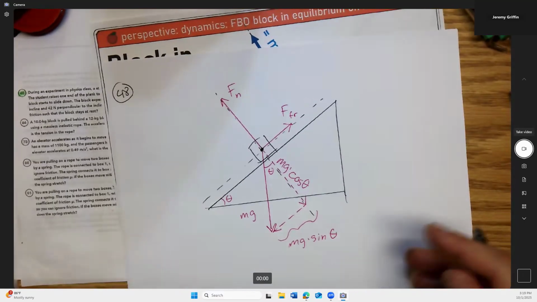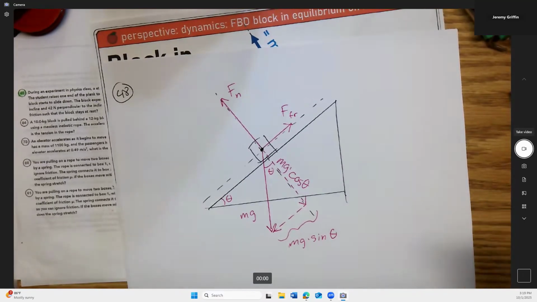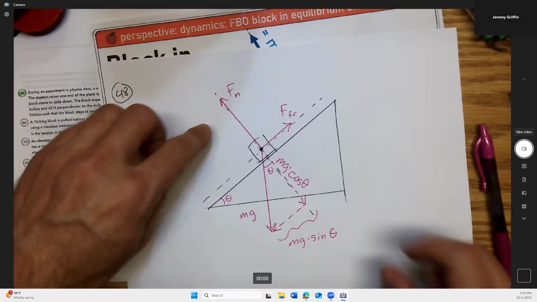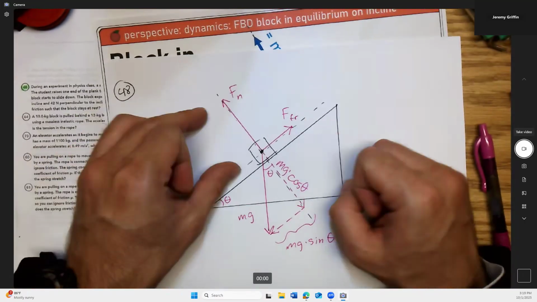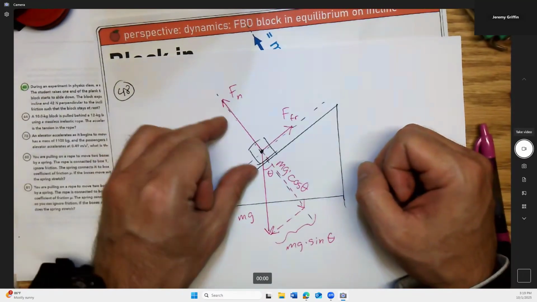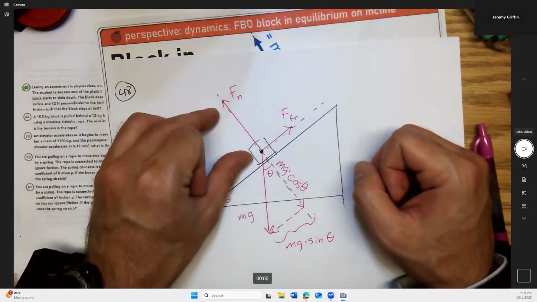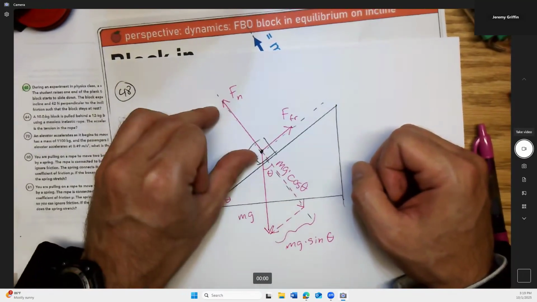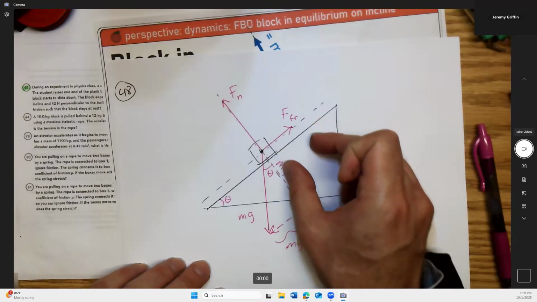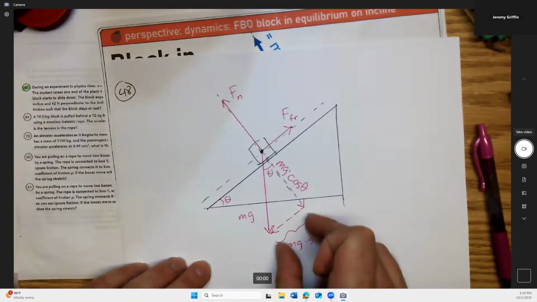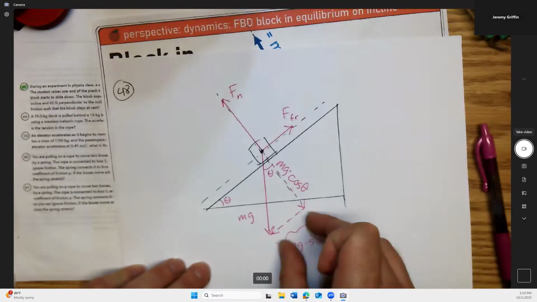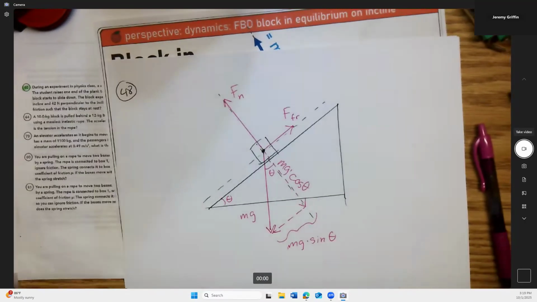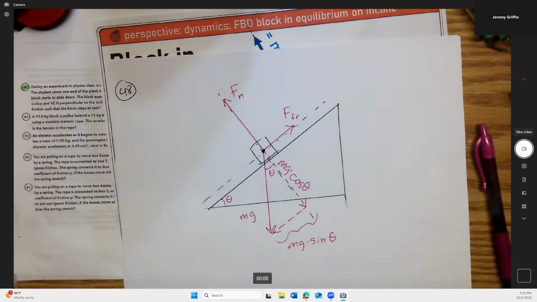Okay. Now, basic setup. I haven't even put any numbers in yet. Although, here's what else I want to mention. See how the normal force cancels out the mg cosine theta? And also, see how the friction force exactly cancels out the mg sine theta? It's like same magnitude. Okay, because at rest would be equilibrium.